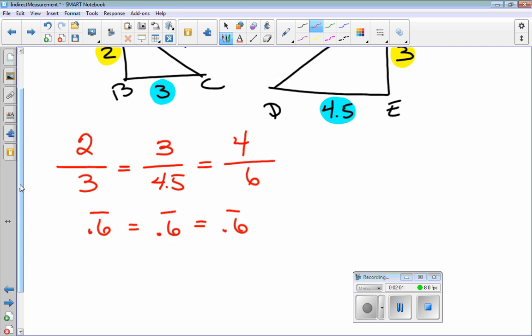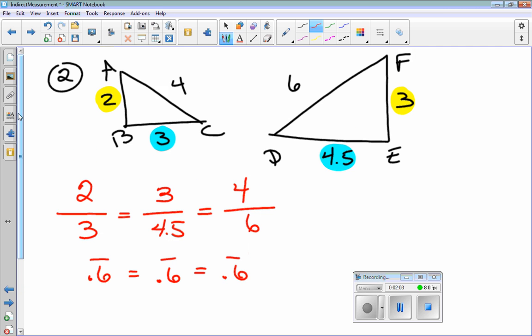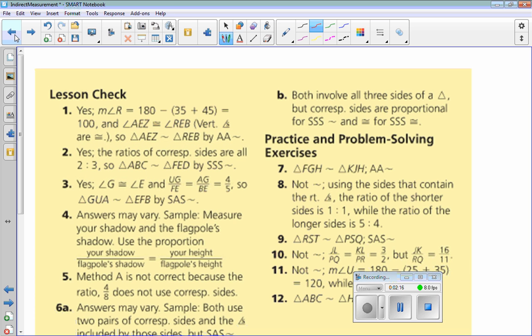What is the scale factor from the left-hand triangle to the right-hand triangle? 2 to 3. It's 2 to 3. Okay, so this actually gives us the scale factor if you go in order from left to right. Okay? Any other questions on 1 through 12?